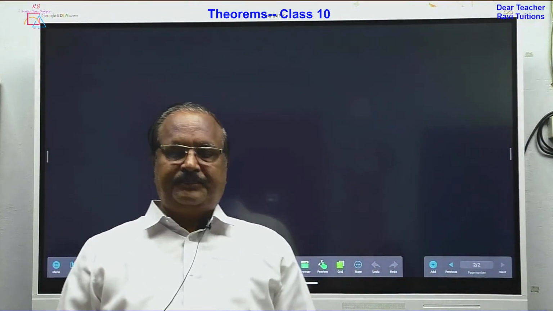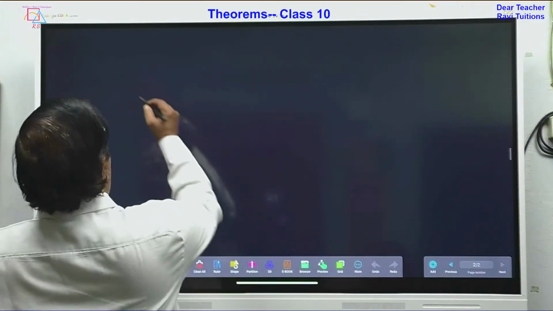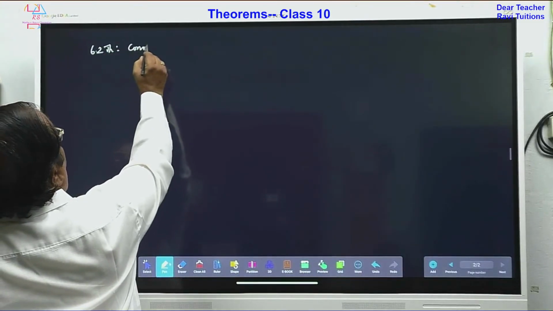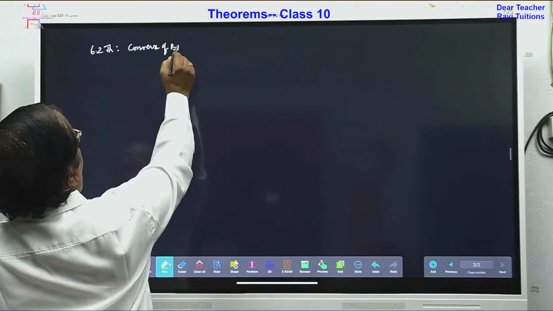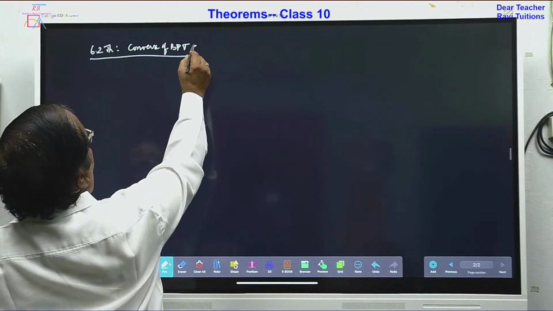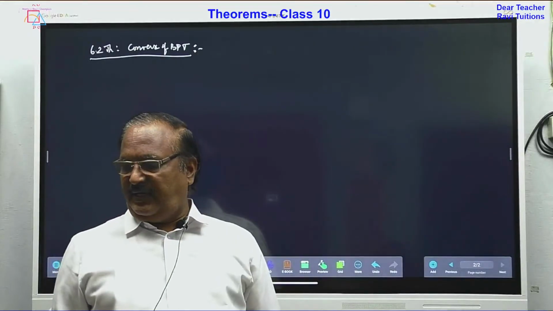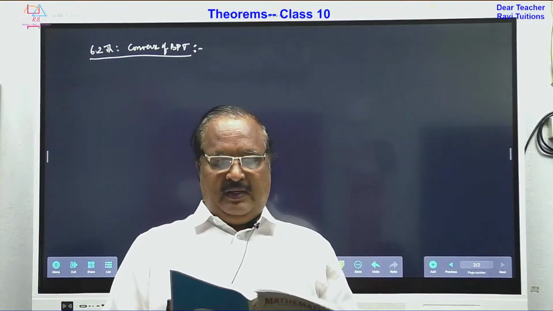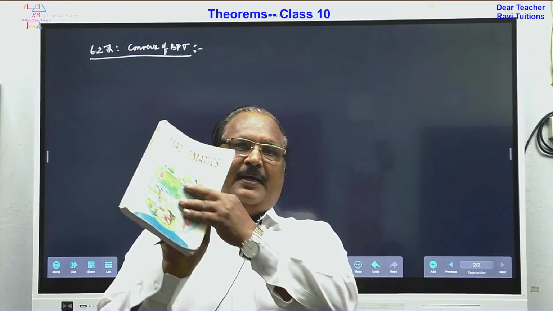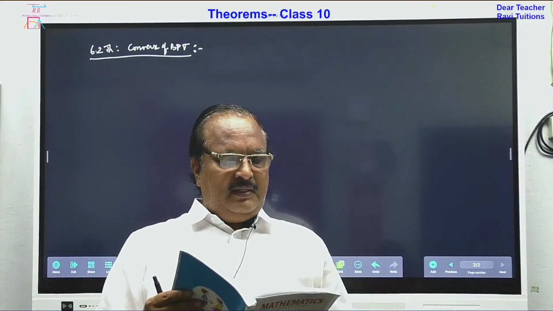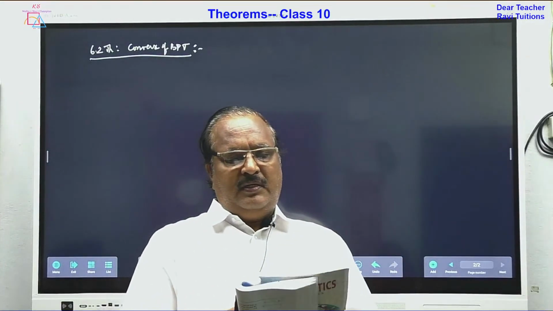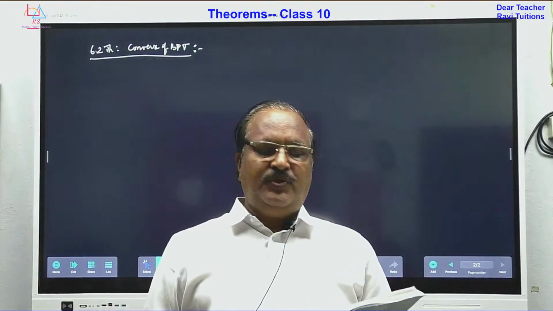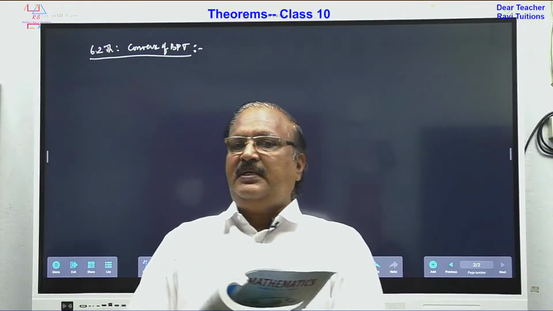Second theorem. Second theorem is converse of 6.2 theorem. This is a converse of basic proportionality theorem. Let us read it. Okay. So now 6.2 theorem, I am taking the NCERT book. So if a line divides any two sides of a triangle in the same ratio, then the line is parallel to the third side.